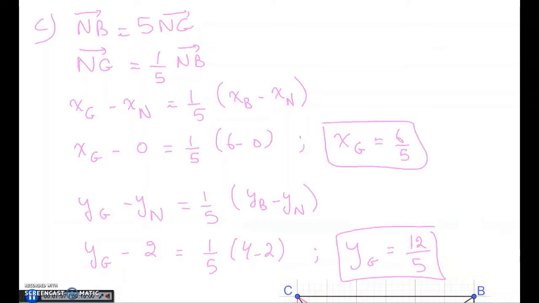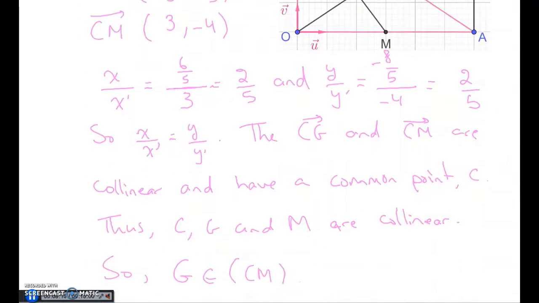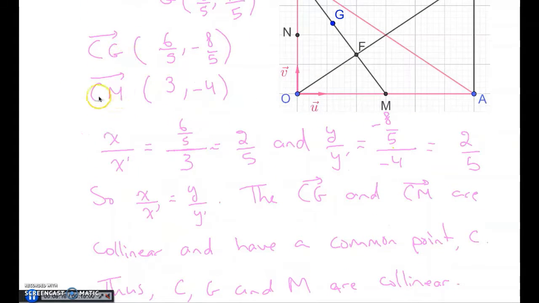So, back to the figure, I want to write CG as a linear combination of CO and CB. How can we do this? First, notice something about CG. CG and CM are collinear vectors, so it means I can write one of them as a multiple of the other. Notice here, what multiple is CG of CM? Since x over x prime is 2 over 5 and y over y prime is 2 over 5, this means that CG is equal to 2 over 5 CM.